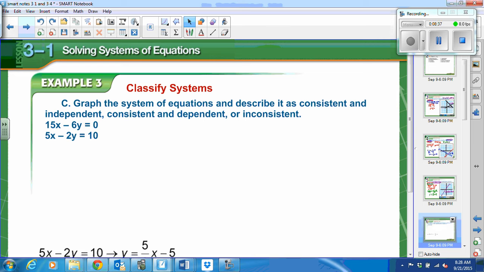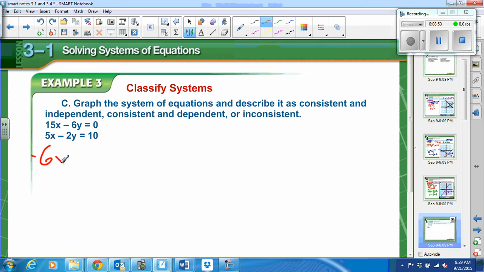All right, graph the system of equations and describe it as consistent and independent, consistent and dependent, or inconsistent. So let's get rid of the solution that I accidentally posted there. So putting this into slope-intercept form, we get -6y = -15x, and divide by -6 on both sides, and we get 15 over 6, which would be, by 3, 5/2 x.